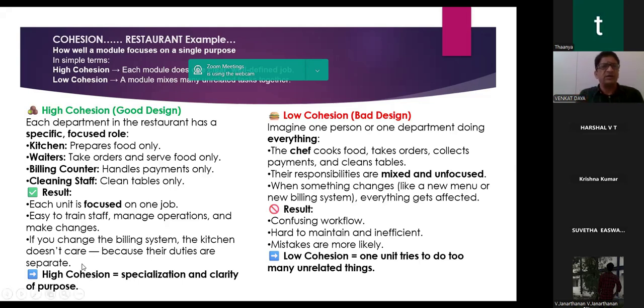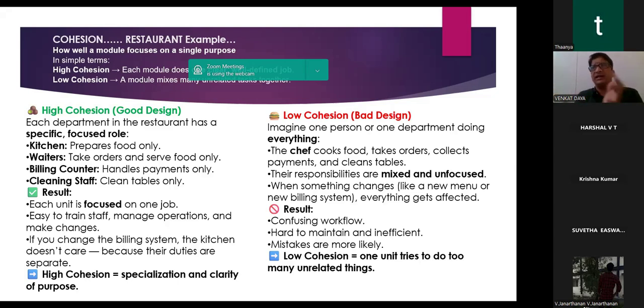Let's look at this. Each department in the restaurant has a specific focus role. Kitchen prepares food. Let's go to the bad design, then comes the good design. Imagine one person or one department doing everything. The waiter is taking the order, goes there and makes it and cooks it, and then again comes over here, right? So it's unfocused, a mixed functionality. The responsibilities are pretty mixed. Maybe the chef is coming to the waiter area, and the waiter is coming to the chef area, right?